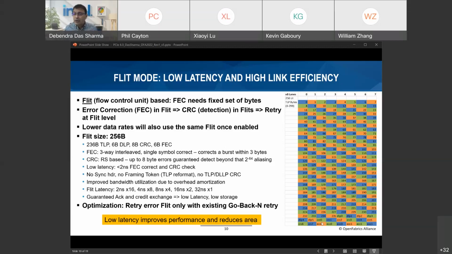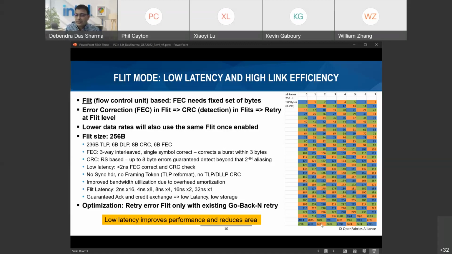You'll see that we have a very robust CRC. It's an 8 byte CRC, Reed-Solomon code. As a result, up to 8 bytes of error anywhere, you are guaranteed to detect, and beyond that there is a 2 to the power minus 64 statistical probability of not being able to detect. So the probability of detection beyond 8 bytes is 1 minus 2 to the power minus 64, and we use that to calculate the FIT.